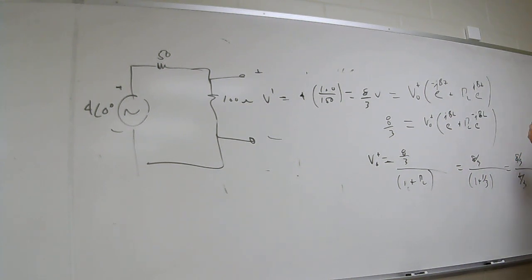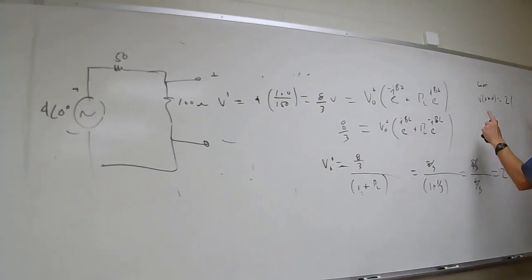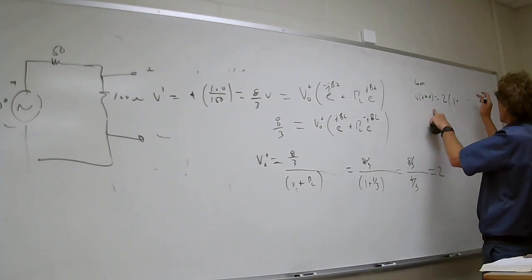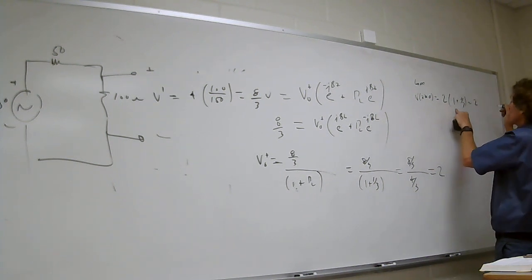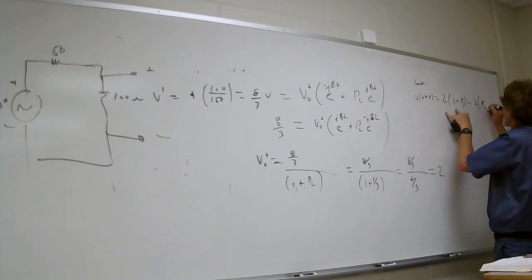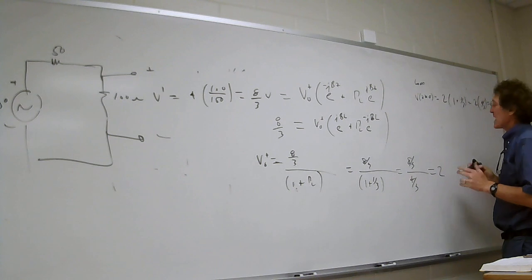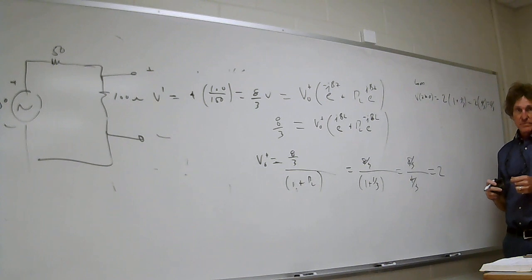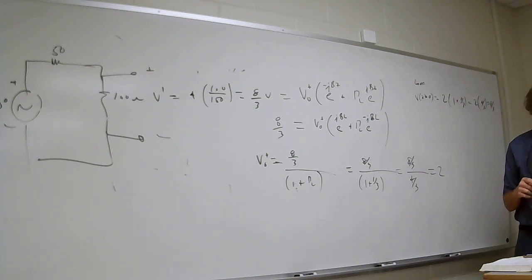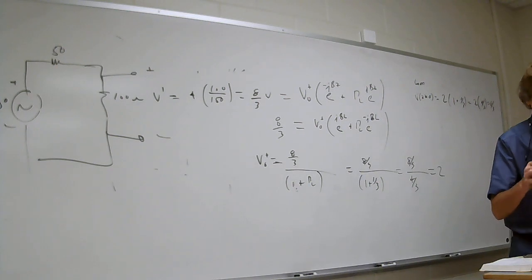You follow me on that, class? So at the load, V of z, for z equals 0, is going to be equal to V0 plus, which is 2, times 1 plus the reflection coefficient, which is 1/3, right? So that's 2 times 4/3, so it's 8/3. So it's exactly what it is at the beginning. Is that the right answer? I think so. It has to be, by the way.